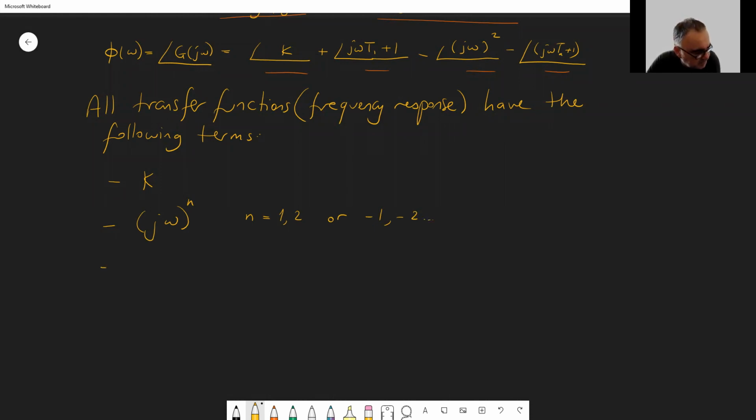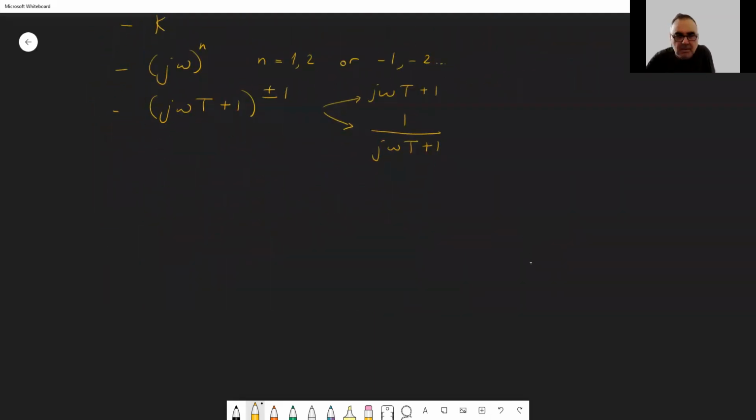Then you might have j omega t plus 1, t being the time constant. Usually you have plus or minus 1 as the exponent here, which means you either have j omega t plus 1 in the numerator, or you might have 1 over j omega t plus 1, which is in the denominator. Okay. This is another term. And you might have a second order term.